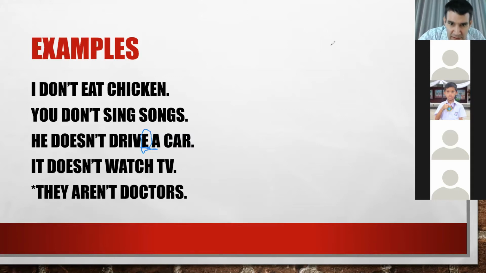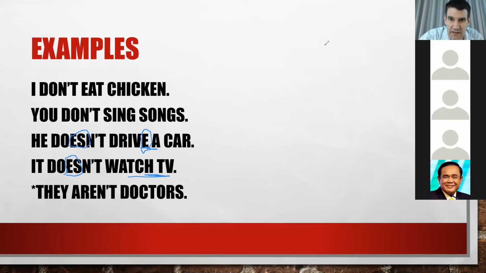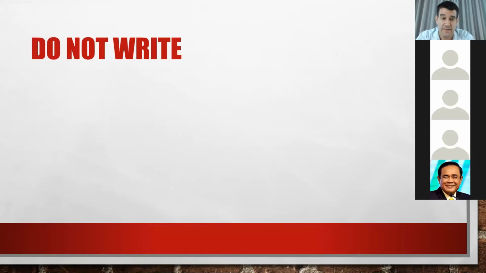Because it is too difficult to hear with all the talking. And same with watch. There is no es because you have it already here. So you don't have to use an s again. You only have to use it one time, and it already did it. Okay, so these are examples of negative sentences.